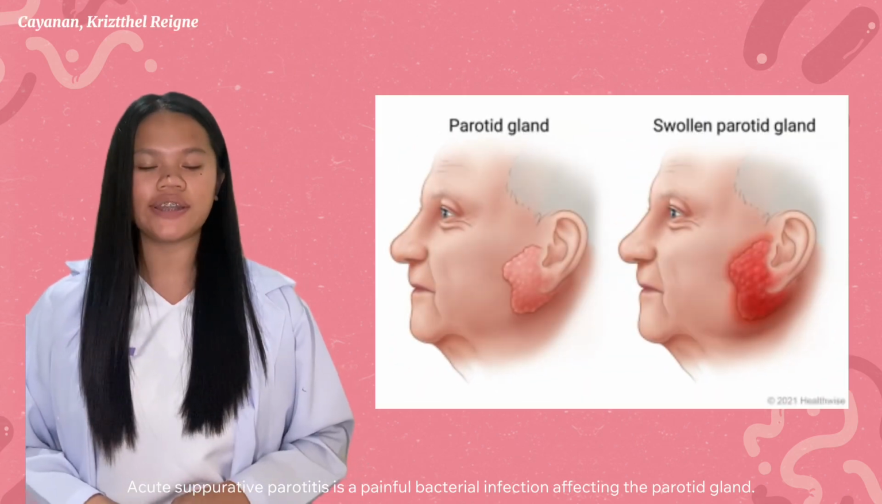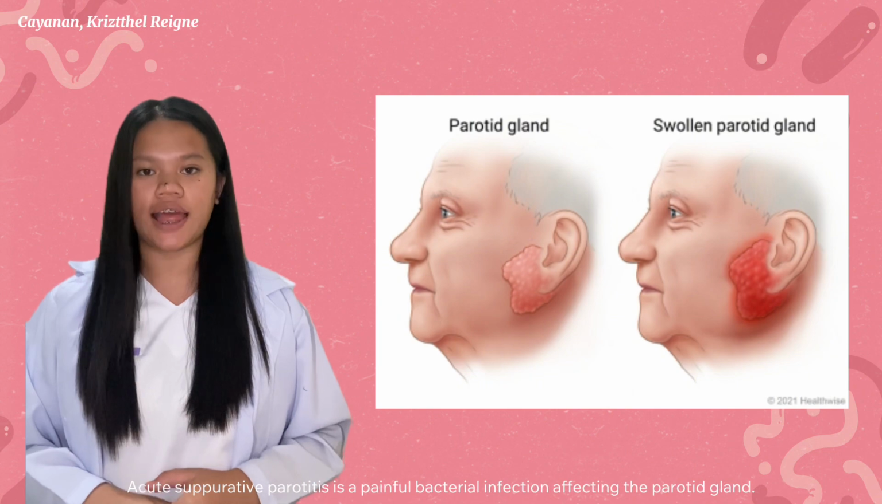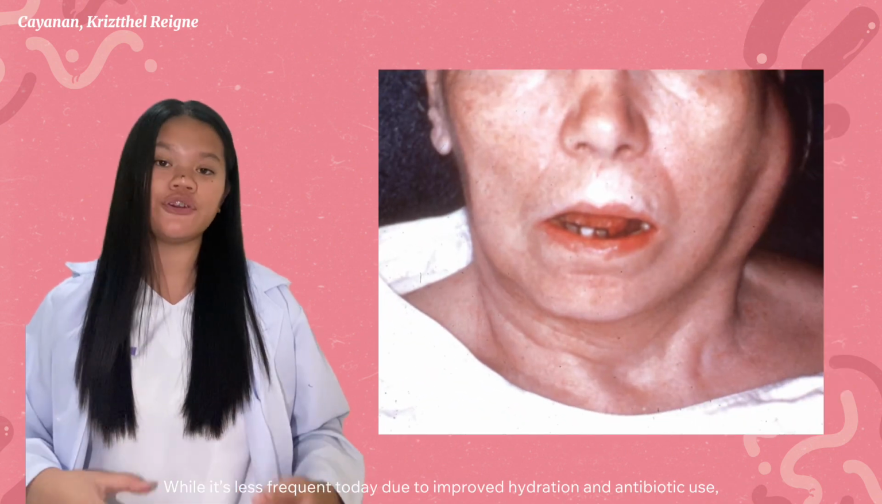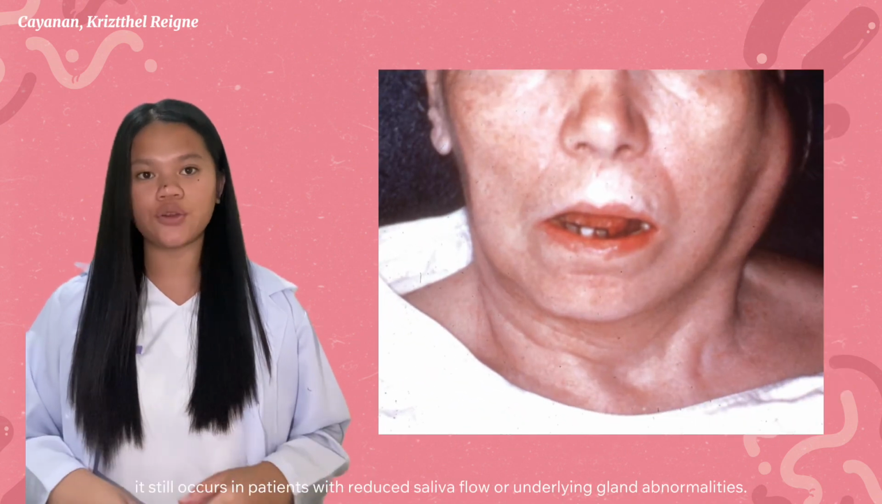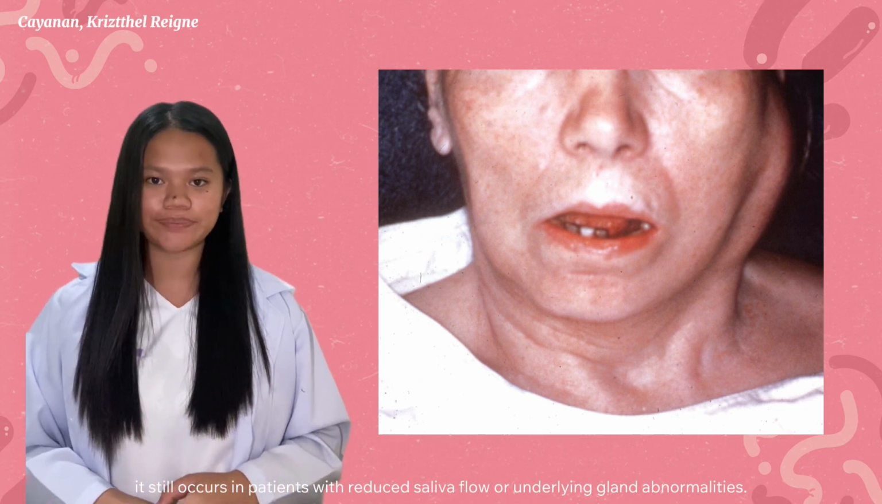Acute suppurative parotitis is a painful bacterial infection that commonly affects the parotid glands. While it's less frequent today due to improved hydration and antibiotic use, it still occurs in patients with reduced saliva flow or underlying gland abnormalities.